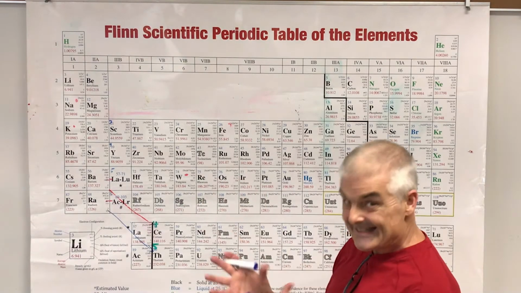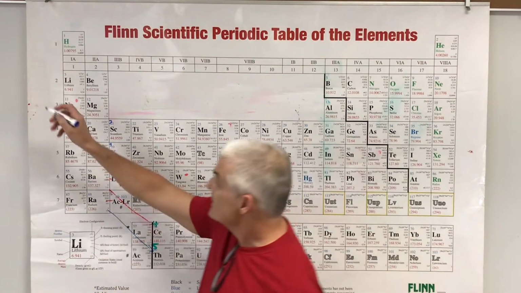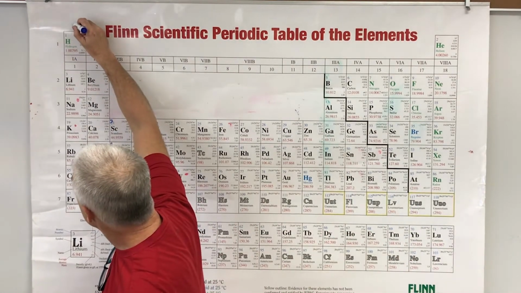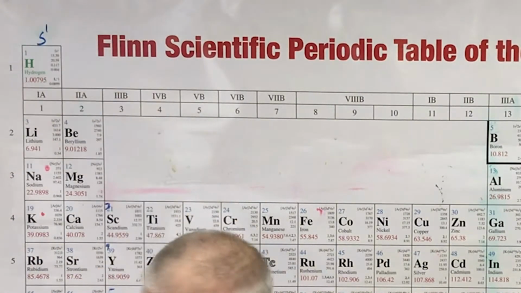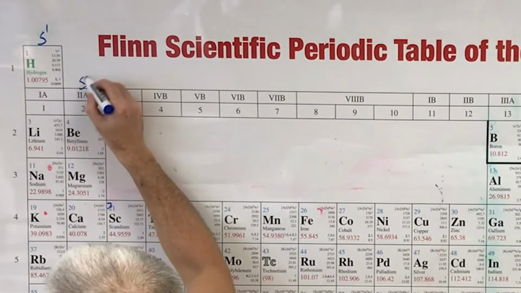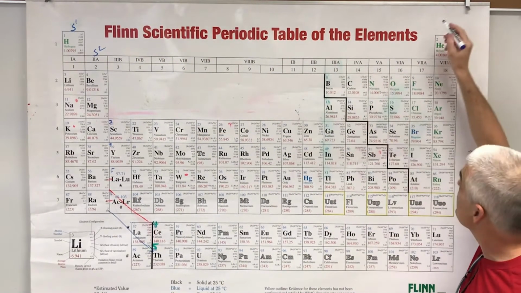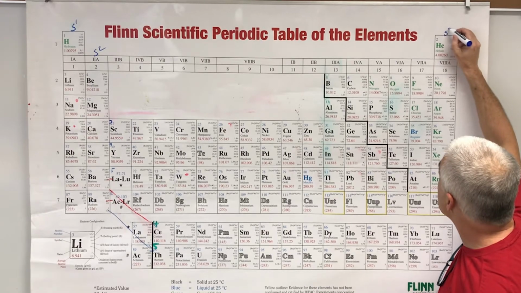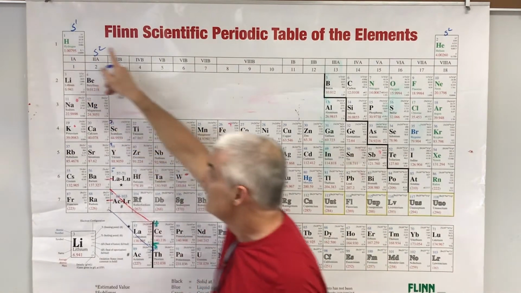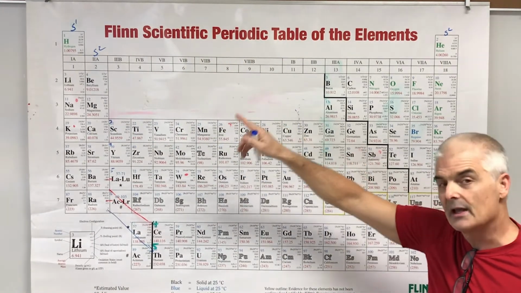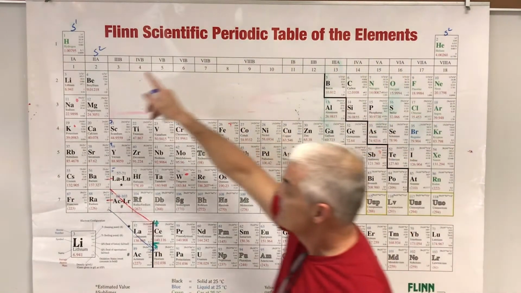All right, so next thing we want to talk about is the 1s orbital. Hydrogen is 1s. I want you to write up at the top here, 1s1. This is 1s2. Now we've got a little trick. Remember we've talked about the weird hydrogen helium thing. We read the table like a book, left to right, top to bottom. 1s1, 1s2.